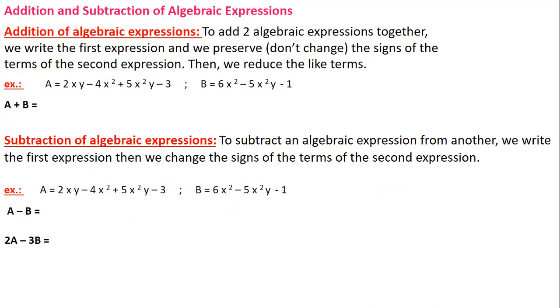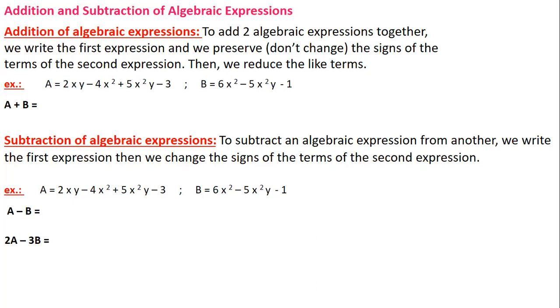I will start with addition of algebraic expressions. To add two algebraic expressions together, we write the first expression and we preserve, or do not change, the signs of the terms of the second expression. Then we reduce the like terms.